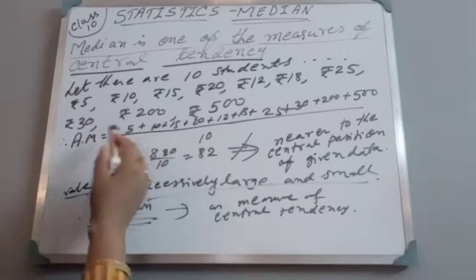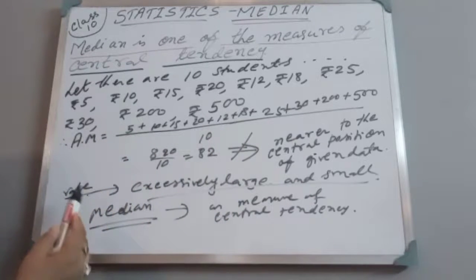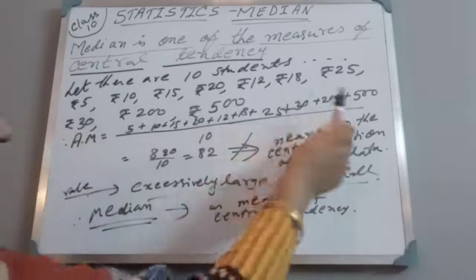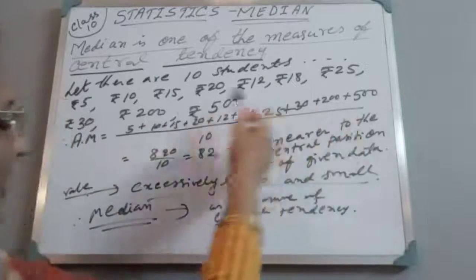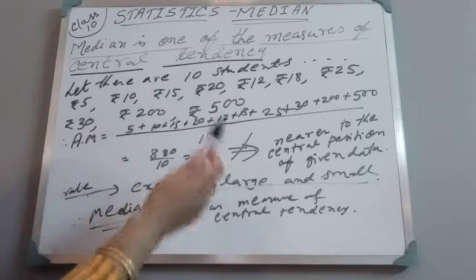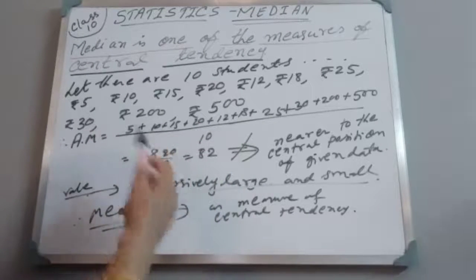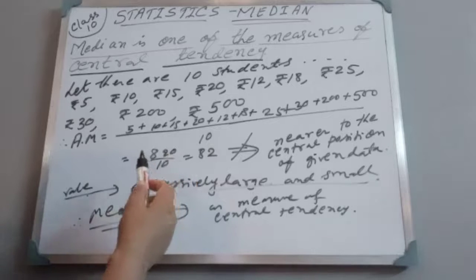This is the process of arithmetic mean. How to find the arithmetic mean? If the values are given and the total number, we can find it as the total of values divided by how many values there are. Here there are 10 values, 10 students, so 820 divided by 10.